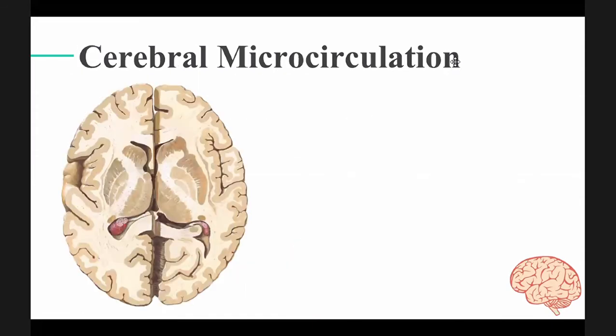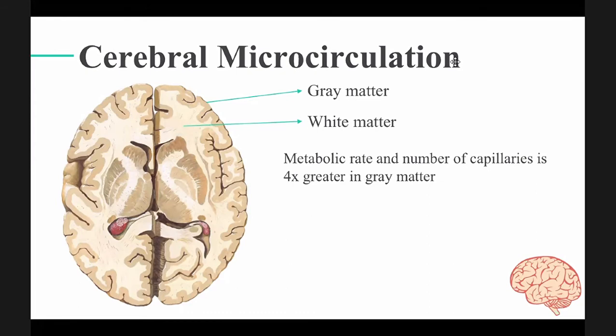So you see this picture, there's the gray matter and there's the white matter. Now there is a concept in physiology that if the tissue has more function or has more metabolic activity, then the blood supply to that tissue is more, there are more capillaries supplying that tissue. So if we compare the gray matter versus the white matter, there is more function in the gray matter, and that's why there are more capillaries, 4 times greater in the gray matter as compared to the white matter.